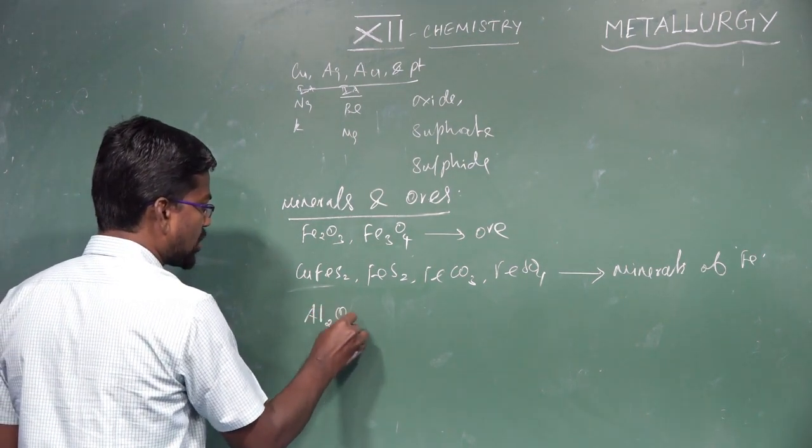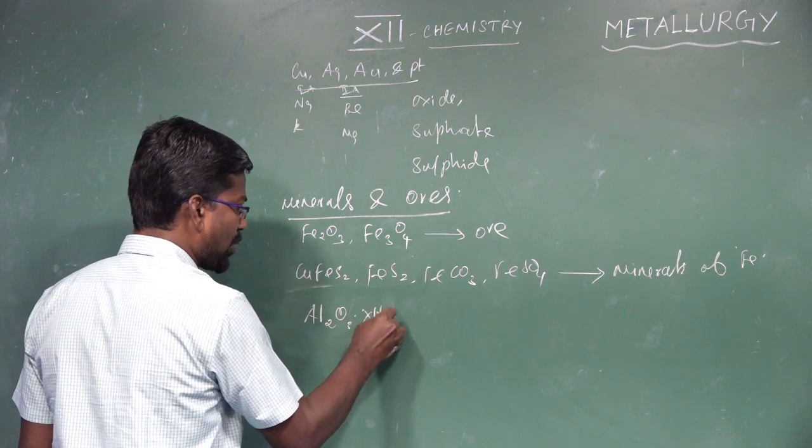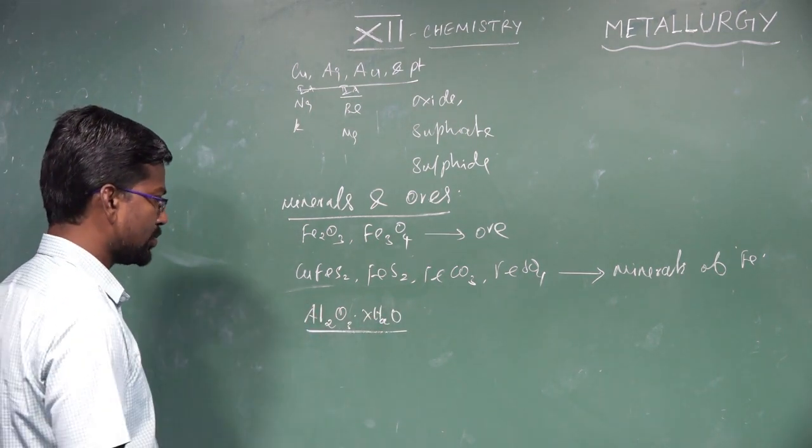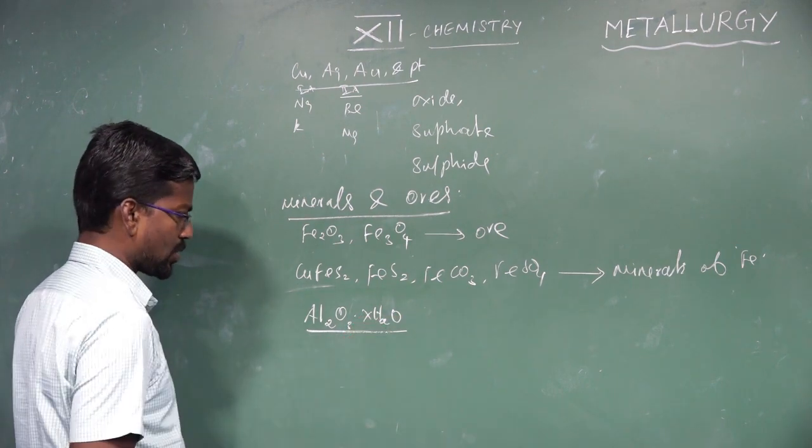Bauxite, Al2O3 with x moles of water molecule. The formula of bauxite is Al2O3 dot x H2O, or then one mole of water molecule.